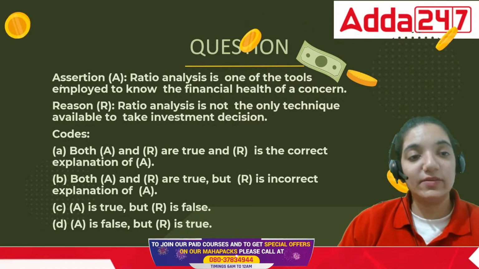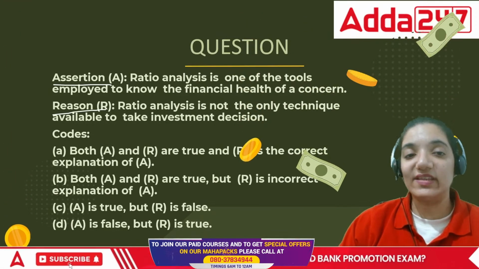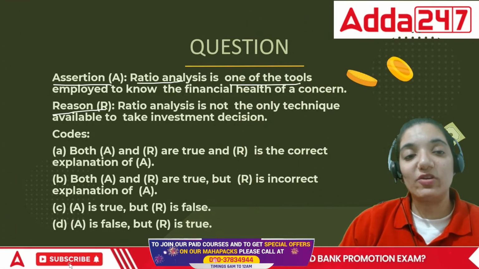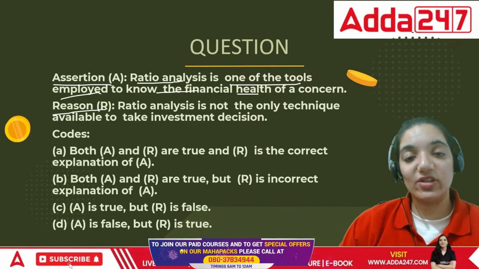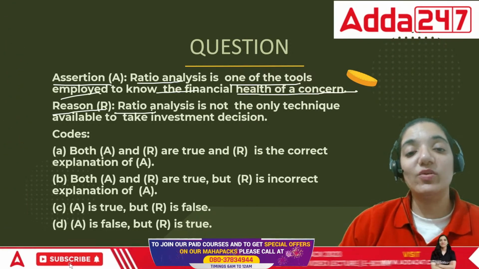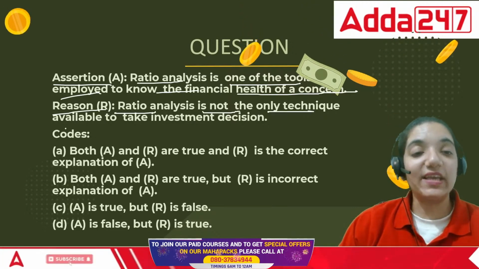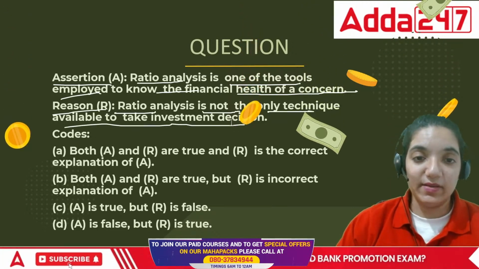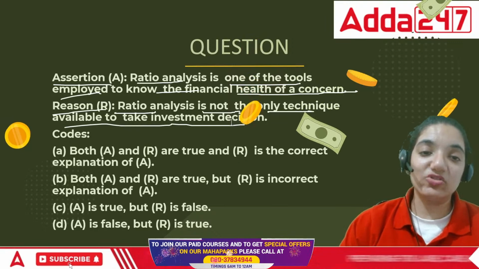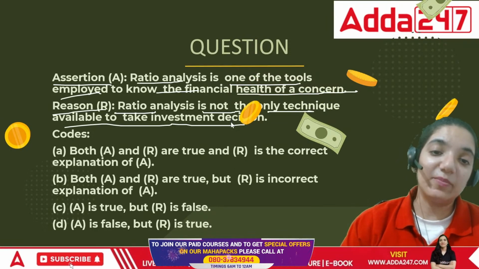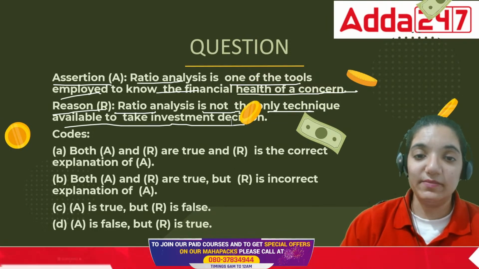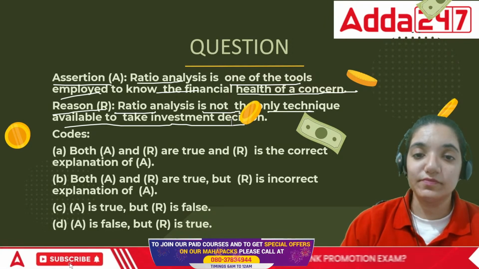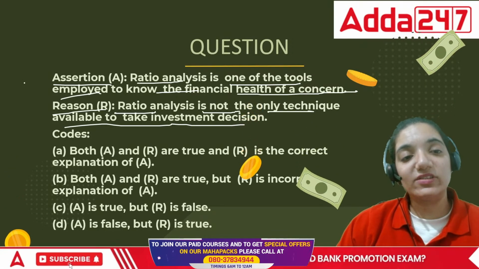Next point, assertion and reasoning is given. Ratio analysis is one of the tools employed to know the financial health of the organization. Ratio analysis is not the only technique which is available. Under ratio analysis, there is no one specific technique. There are multiple techniques. Right? So in this case, I would say the first is correct.